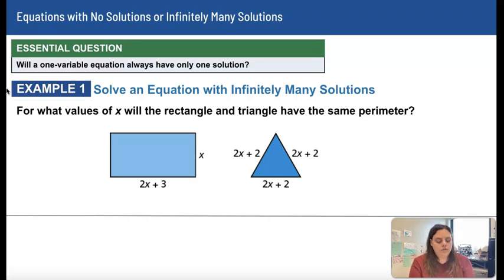We know that the perimeter for a rectangle is going to be 2 of the shorter side plus 2 of the longer side. So you see that in your notes as 2 times x plus 2 times 2x plus 3. The triangle's perimeter we can see has all the same length, so it's 3 of 2x plus 2. So we can do 3 times 2x plus 2. We're going to be setting those equal to each other to find out when they are the same.